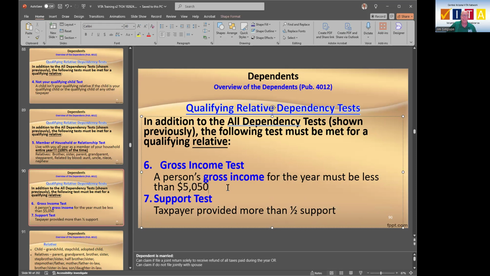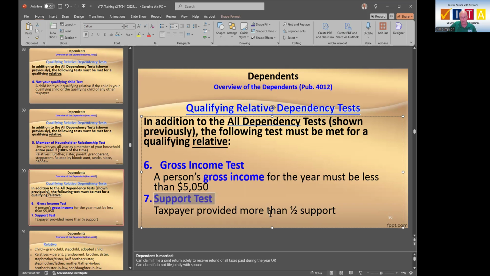That's where most people come and crash at your house, but they're working. They're trying to get back on their feet, but they're working, and it doesn't take much to get to over $5,050. And that's where they failed. Then the other step here is the support test.